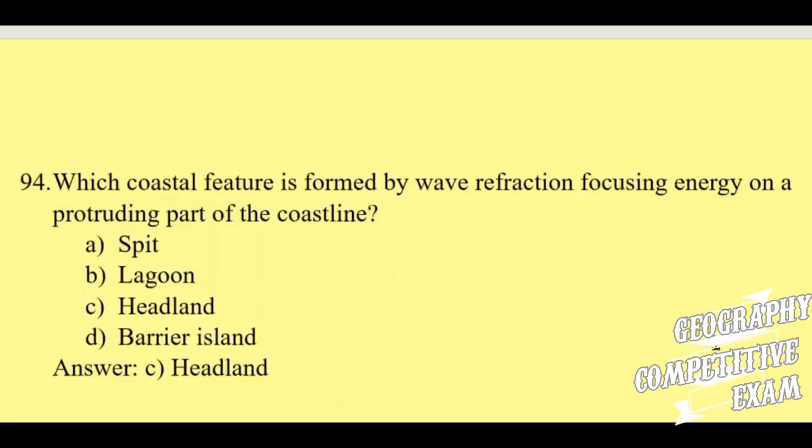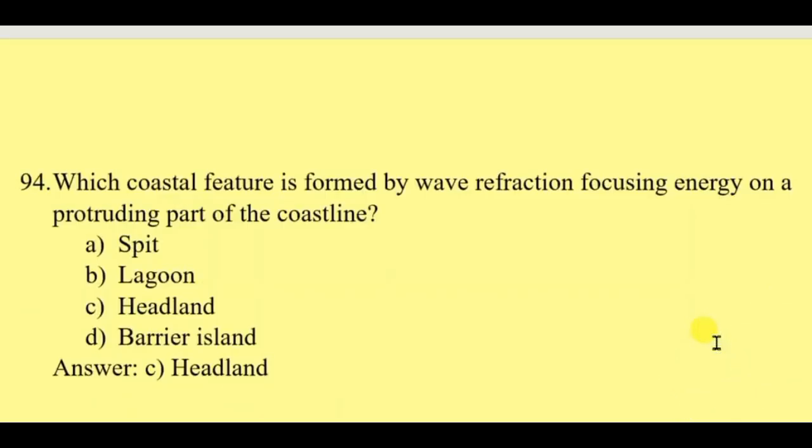Question 94. Which coastal feature is formed by wave refraction, focusing energy on a protruding part of the coastline? Spit, lagoon, headland, barrier island. Here the correct answer will be headland.